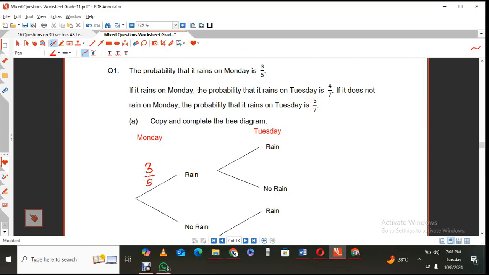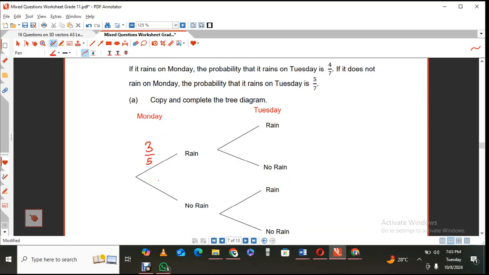You have to remember that when you go down along the branch, you should always get an answer of 1. So in order for you to find this 2 over 5, you simply say 1 minus 3 over 5. That will give you this. So the bottom line is, they should add up to 1.